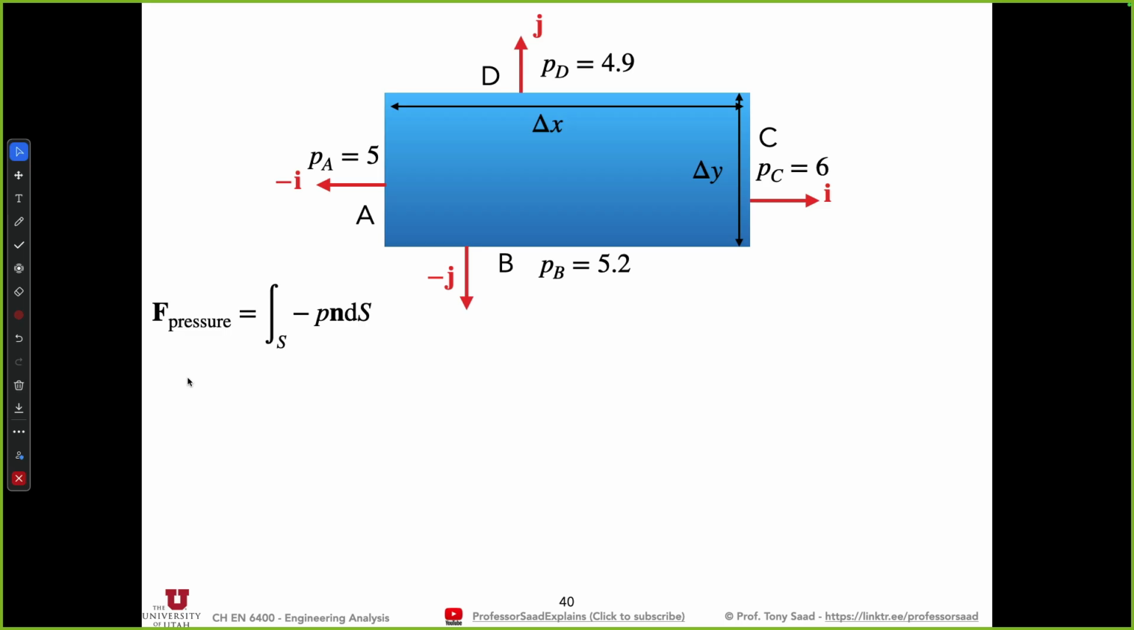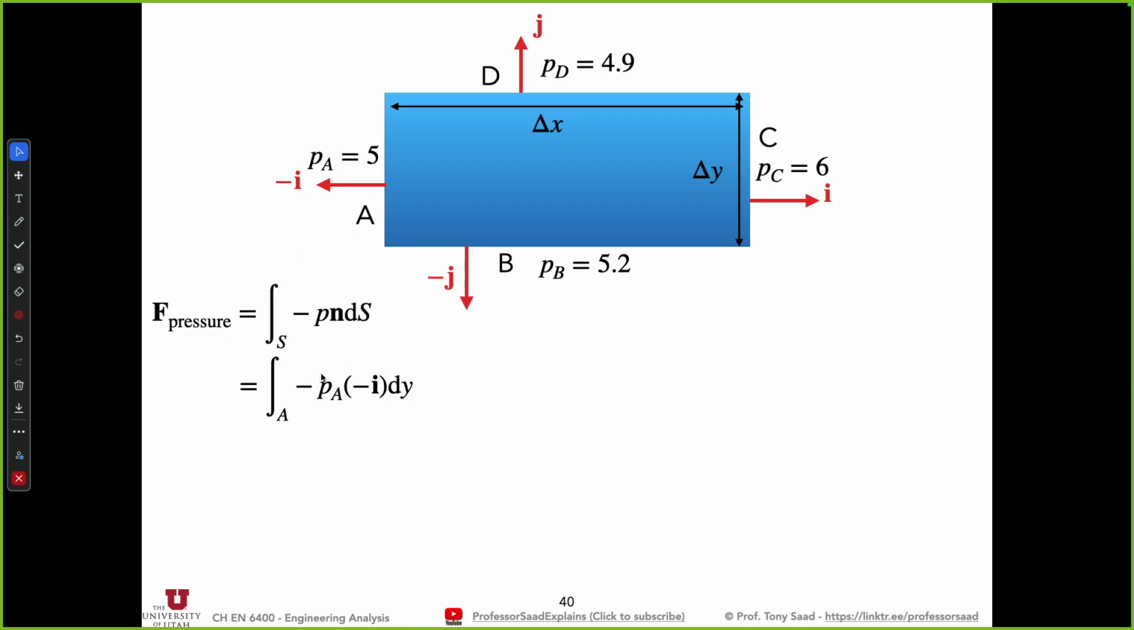And so I need to calculate that total pressure force vector, and that's the integral of minus Pn ds. So let's split it out. Because this is a rectangular surface, it's easy. I'm going to sum up the integral on each one of those surfaces. So starting with A, it's minus Pn, minus Pa.